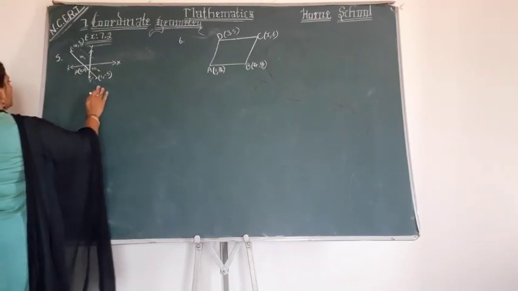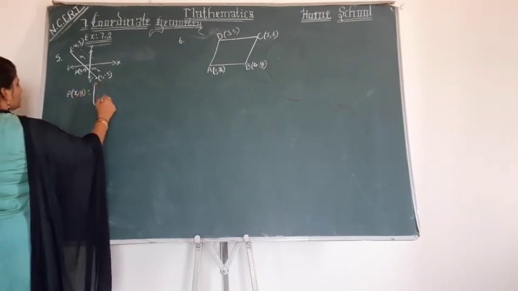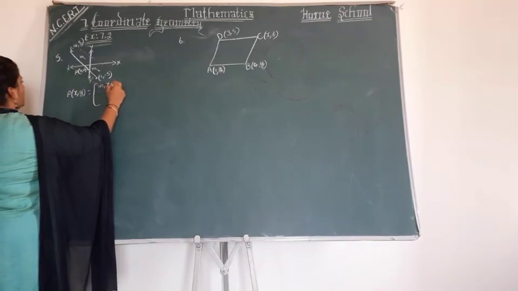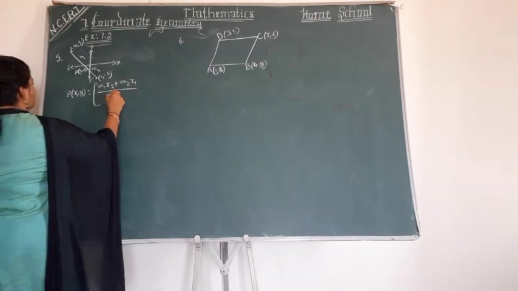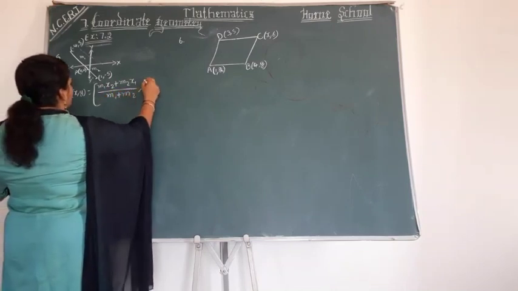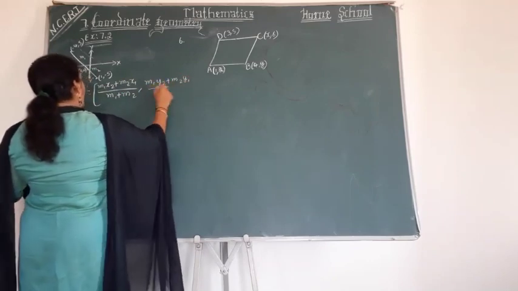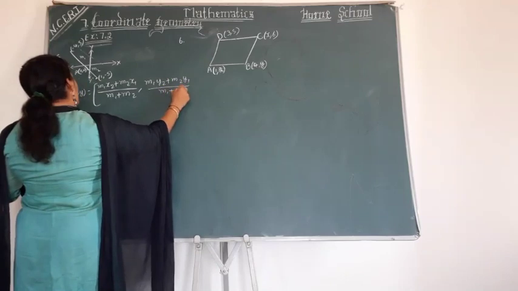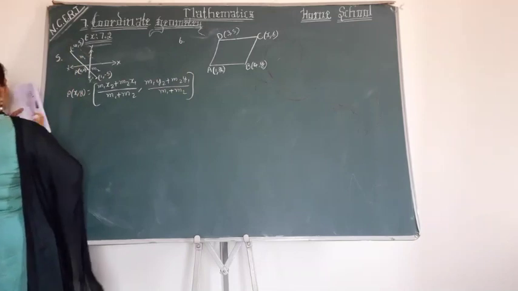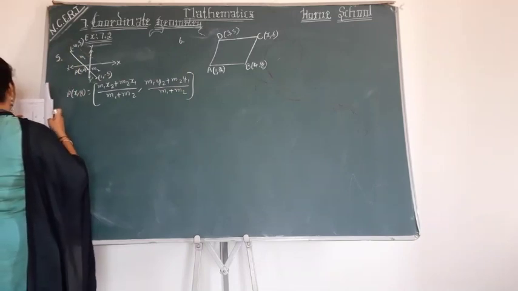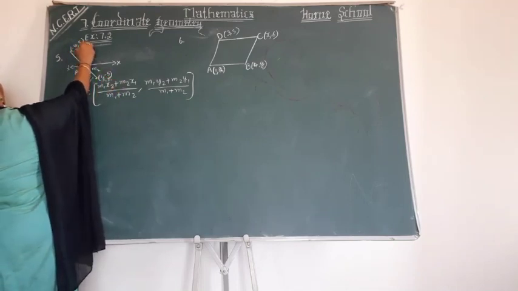So let's start writing here. What is the section formula? P of x comma y is equal to m1 x2 plus m2 x1 by m1 plus m2, comma, m1 y2 plus m2 y1 by m1 plus m2. Okay, so now let's start writing. Given which coordinate first? Let's take it as x1 y1, and x2 y2.